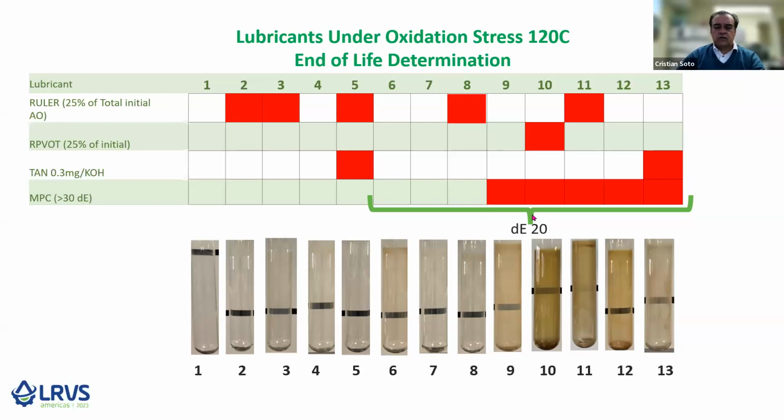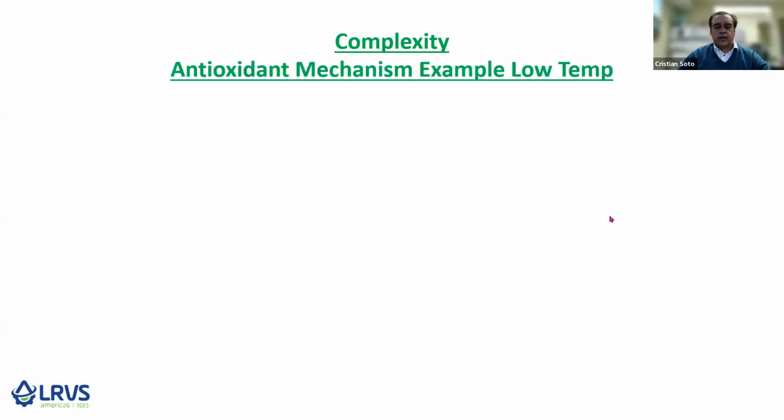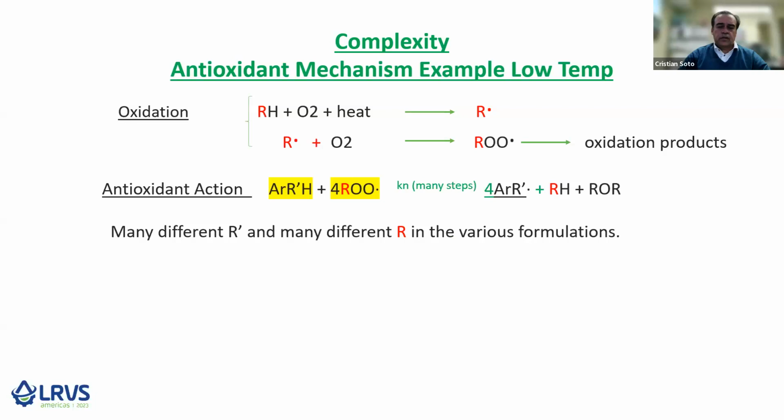And if we were to extend it down to a delta E of 20, it would include lubricants 6, 7, and 8 as well, which is possibly a reasonable thing to expect, since we see already some deposit formation in lubricant number 6. So why does this happen? This happens due to complexity, and the complexity is driven by, as we saw, oxidation, but also the complexity brought about by antioxidant action, which brings an additional level of complexity.